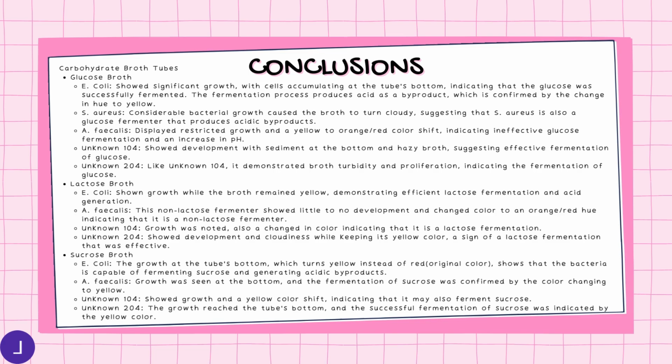We can also see a little change in the color from orange to yellow because E. coli is a glucose fermenter, as well as areas that had some growth, turning it cloudy but also changing the color, showing that it does ferment glucose and produces acidic byproducts. A. faecalis also showed growth, with an orange-red color and not that much growth, but this could indicate that it's an ineffective glucose fermenter, but it has an increase in pH.